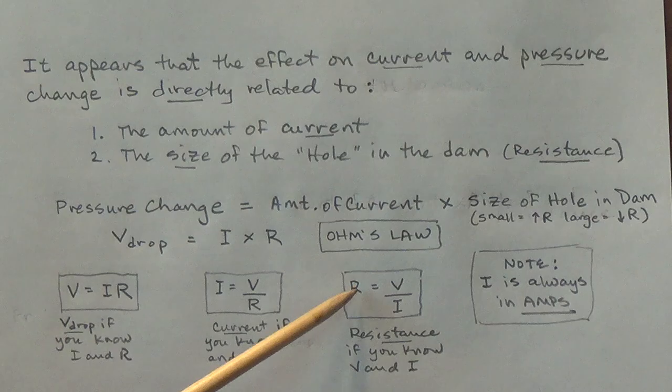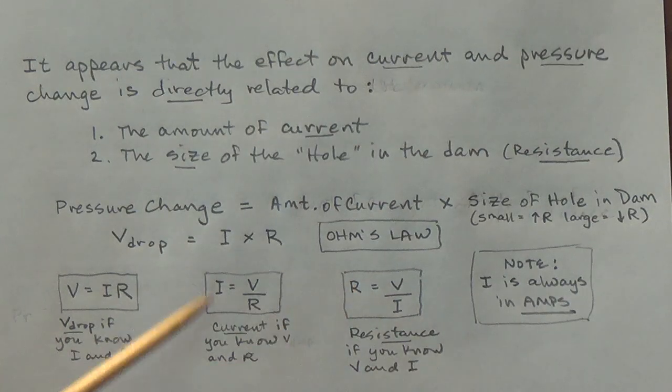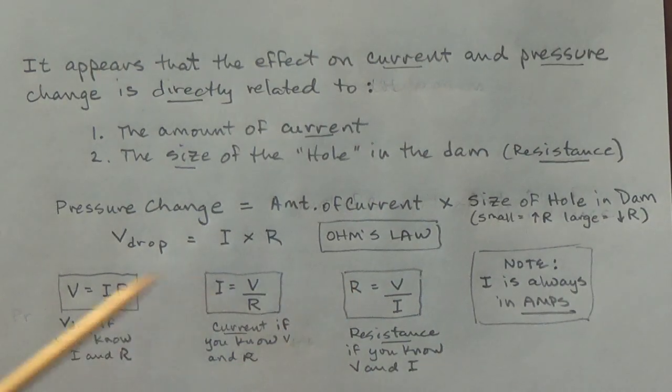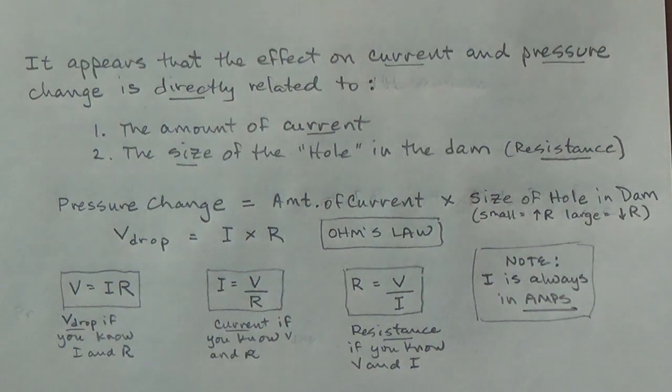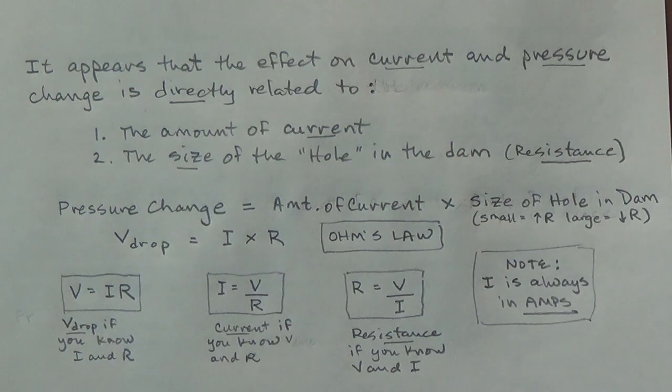Okay, so this one will tell me the resistance I need, this will tell me what the current flow is, and this will tell me what the voltage drop is with certain different resistors and different currents.